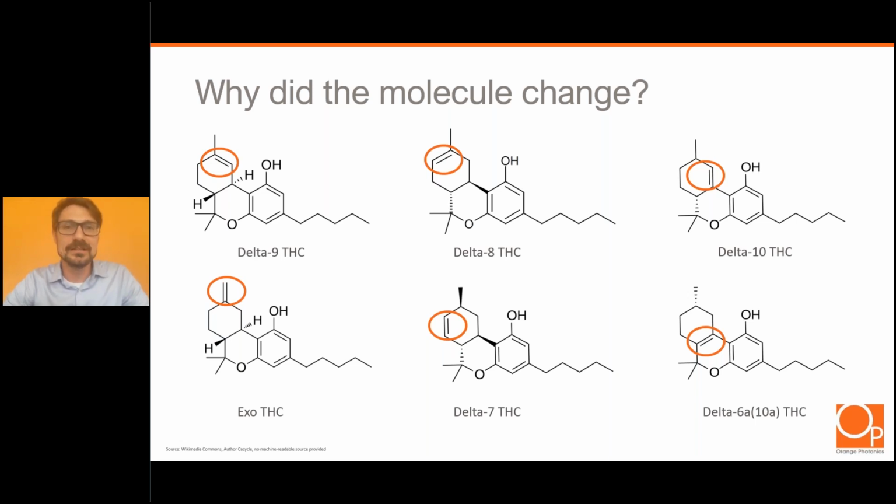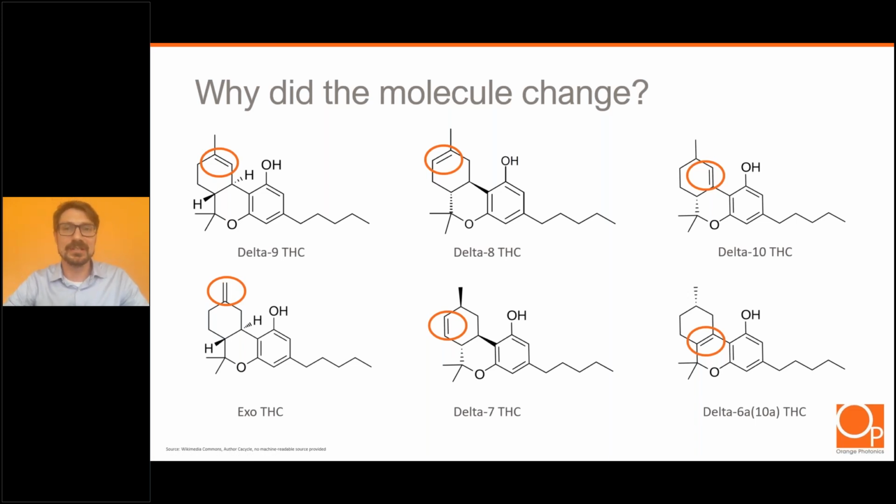But what we do know is that the double bond I mentioned earlier ends up playing musical chairs when the acid and heat are present. If you look at all these cannabinoids I'm showing here, you've got Delta-9, Delta-8 THC, which we've already talked about, but also Delta-10, over on the upper right-hand corner, where that double bond is moved over once, and then Delta-6A,10A THC, and Delta-7 in the bottom right-hand corner. And then that double bond can actually also end up on the outside of the ring, and that's called exo-THC.